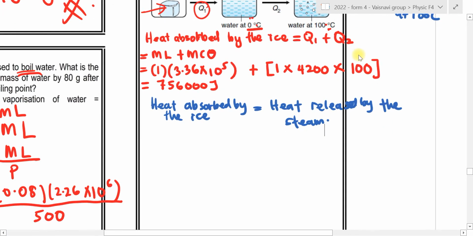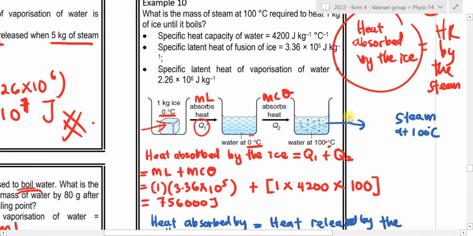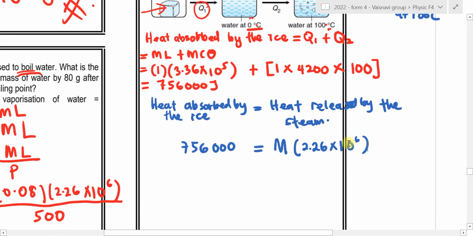So heat absorbed by the ice is 756,000. Heat released by the steam, ml lah. The m we don't know, mass of the steam. Latent heat of vaporization 2.26 times 10 to the power of 6. So, what is your mass?